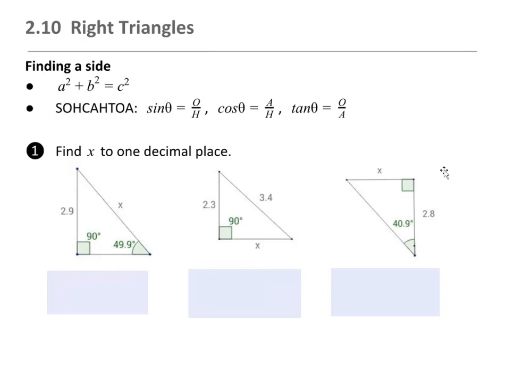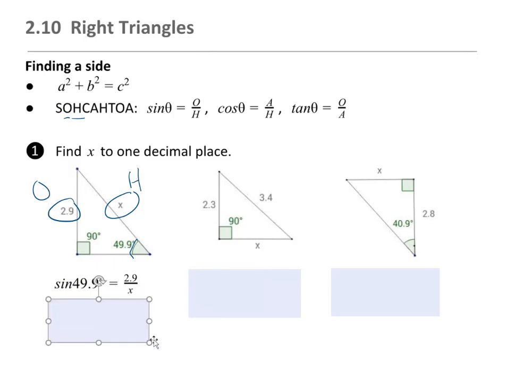In our first example here, we're given two separate measurements. We're given 2.9 and this value here, and our angle over here. We're given the opposite and the hypotenuse. So in SOHCAHTOA, we have O and H, so we're going to end up using sine. Sine of the angle that's given, not the 90 degrees, but the 49.9, will equal opposite over hypotenuse, like we wrote up here. Okay, so if I reveal this, it should set it up like this.